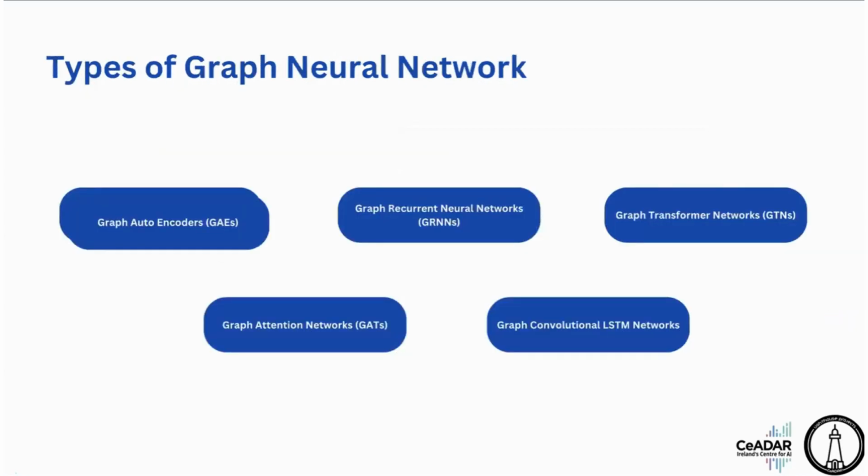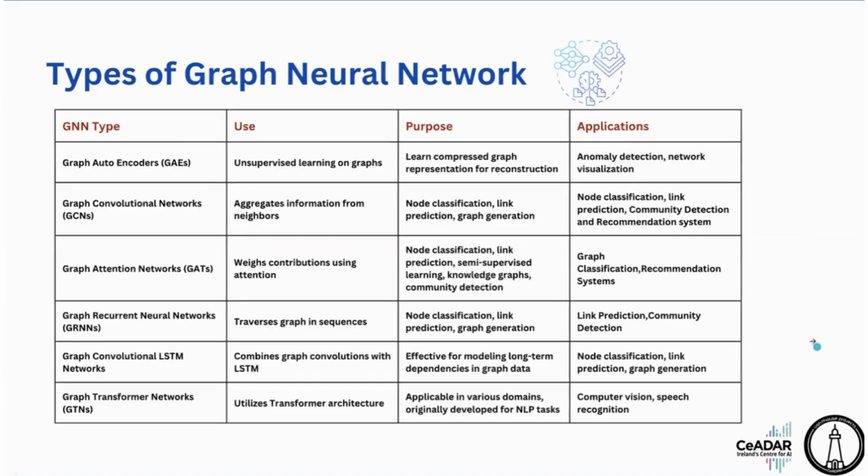So there are different types of GCN currently in our market. They are graph autoencoders, graph recurrent neural networks, graph transformer networks, graph attention networks, and graph convolutional LSTM networks. Each and everything has its own pros and cons. Graph autoencoders are used for anomaly detection and network visualizations. Like graph convolution networks, basically it aggregates the user information.